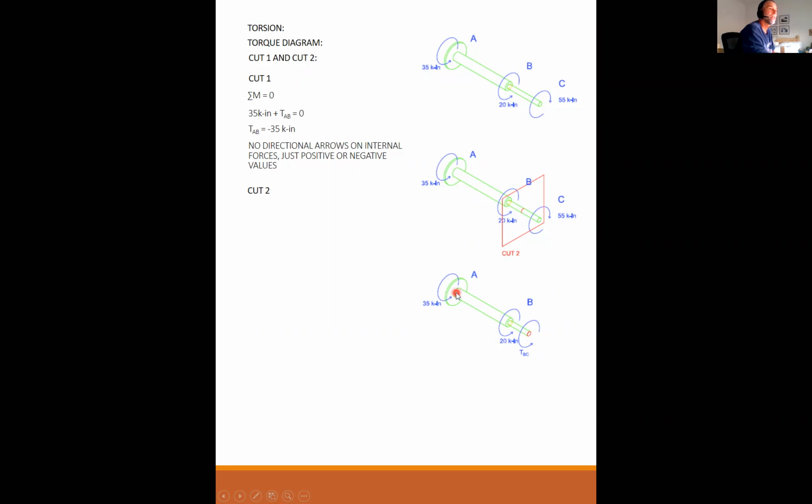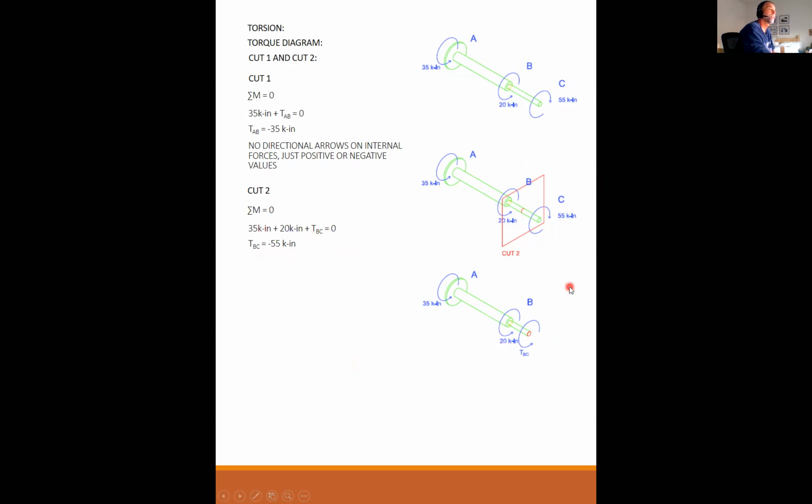Okay. The internal torque between A and B does not go on this diagram. It's internal. We're only putting the externals. Sum the forces. I have 35 plus 20 plus TBC is all equal to 0. So TBC is equal to minus 55 kip inches. It too is going to be negative.